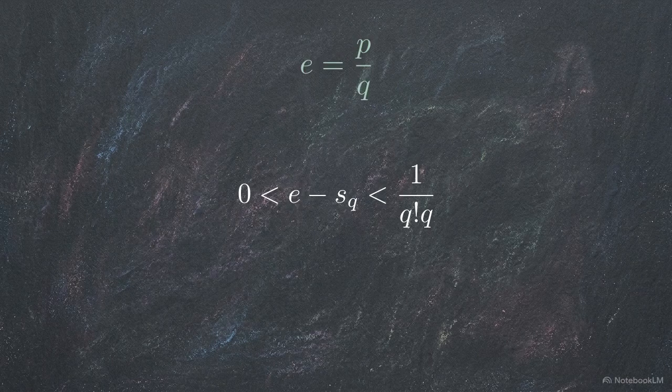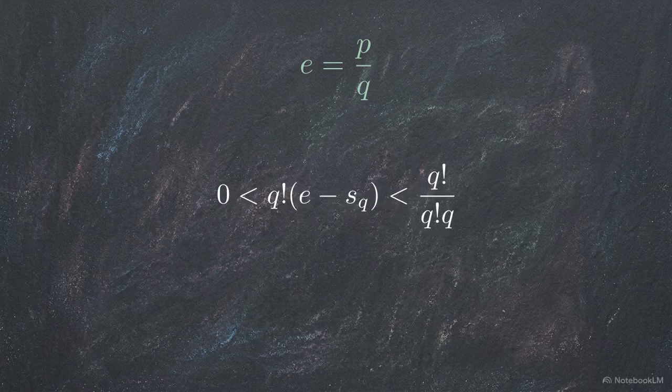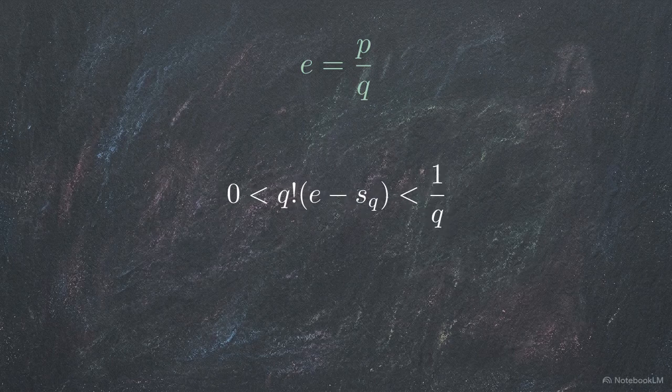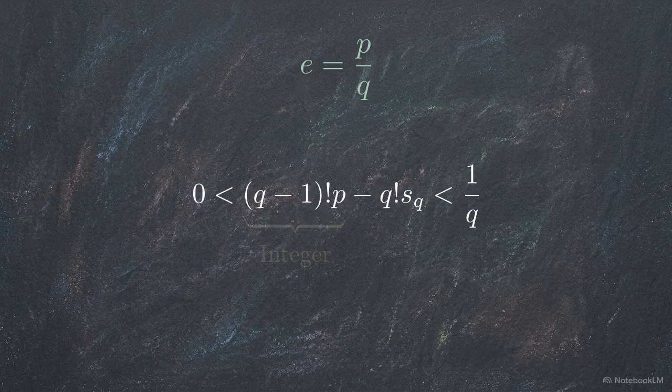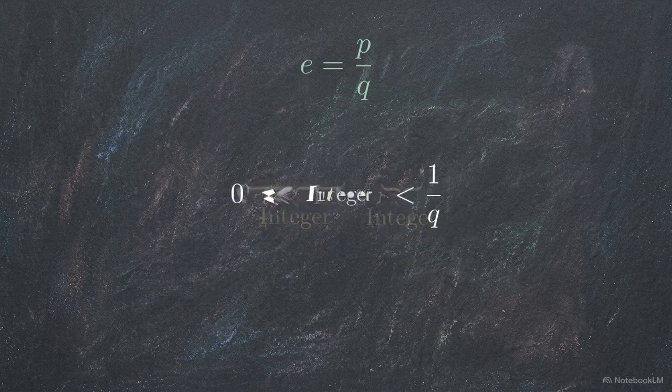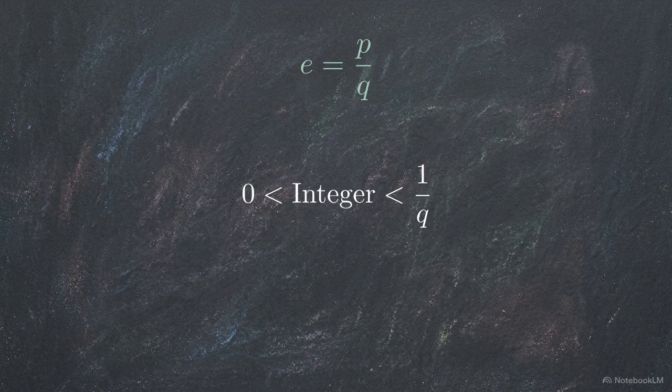To clear out the complex fractions, we multiply the entire inequality by q factorial. On the far right side, the q factorial in the numerator cancels with the 1 in the denominator. We are left with just 1 over q. Now look at the middle term. If we distribute the q factorial, the first part is q factorial times p over q, which is an integer. The second part is q factorial times our partial sum, which is also an integer. Subtract an integer from an integer, and the result must be an integer.